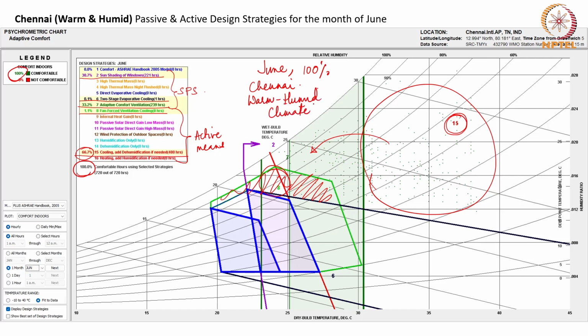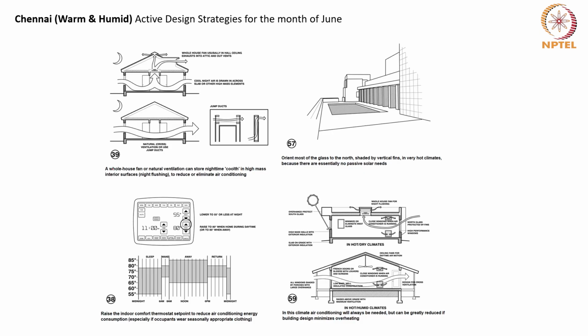So how, while using these strategies, can we still try to be a little more sustainable? That is possible by having a whole house fan or natural ventilation with high mass interior surfaces and using the night flushing technique. The next strategy is to orient most of the glass to the north with vertical fins as shading devices and having essentially no requirement for passive solar heat gain. Also, we can set the thermostat to a higher temperature, and that is how we can reduce the energy consumption. Also, in this climate, air conditioning is always needed, but we can greatly reduce it by building designs which will minimize overheating.